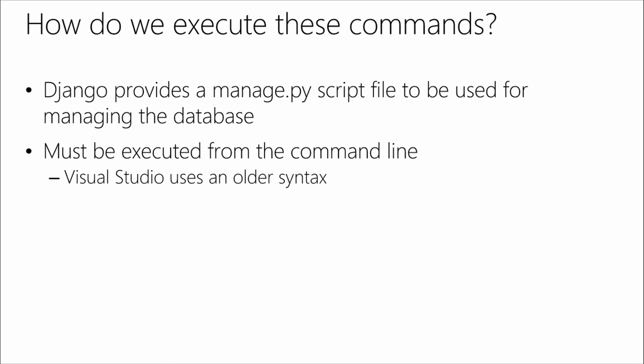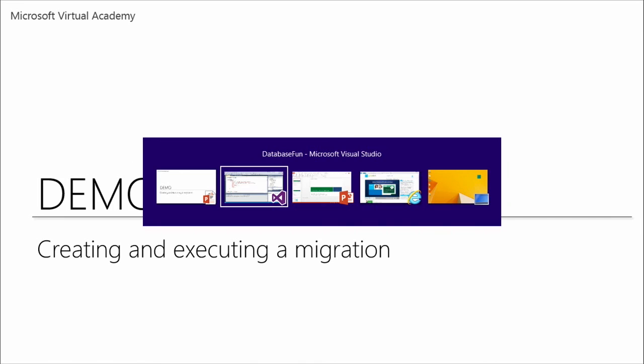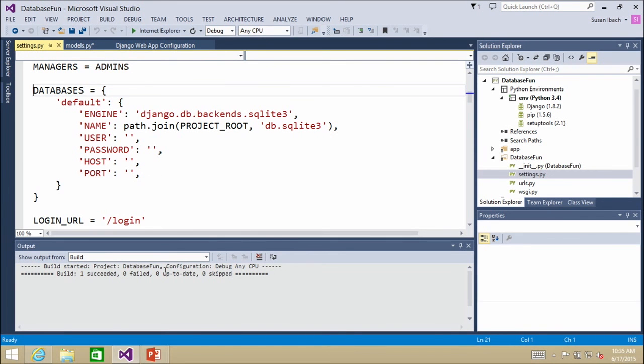Once you've done that, how do we execute it? In Visual Studio, we're actually going to do it from the command line. I'll show you how to bring up the command line tool inside Visual Studio so you can execute these commands, because Visual Studio uses an older syntax. So this is the way that's going to work if you're inside Visual Studio. If you end up using a different tool, you may have different ways that you execute these commands. So let's see how it works.